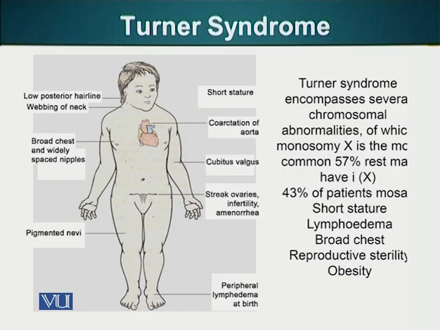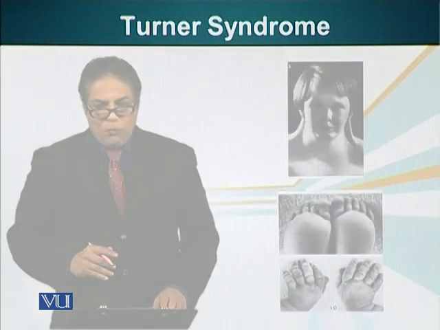Features: short stature, as I mentioned, since genes for vertical growth are present on the X or Y chromosome. Lymphedema, meaning swelling of hands and feet. Broad chest, reproductive sterility. These people with Turner syndrome cannot reproduce. And obesity. I'll show you a photograph of a person with Turner syndrome. But before that, I would like to mention an important missing feature, webbing of the neck. Here, let's look at the photographs.